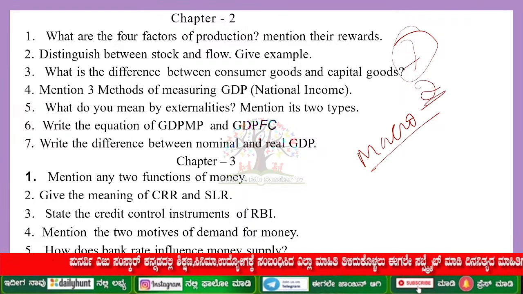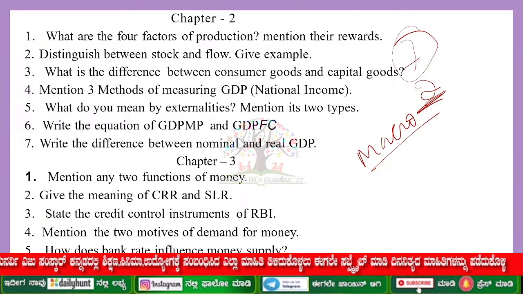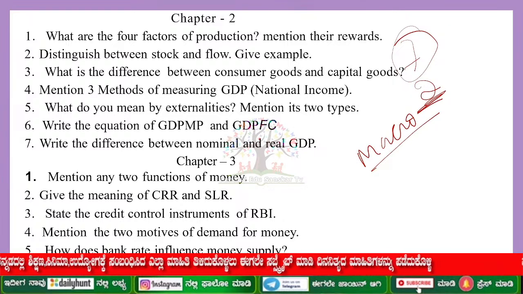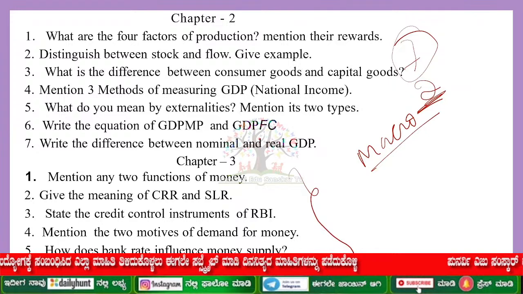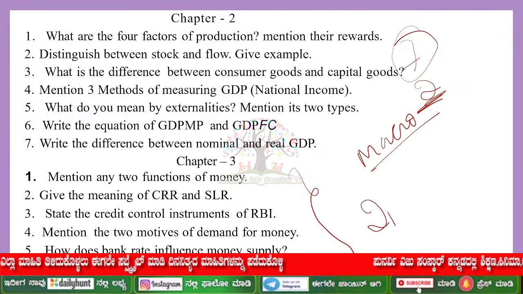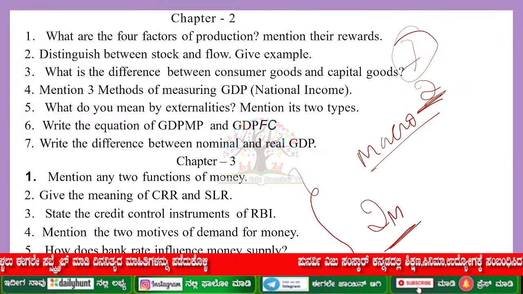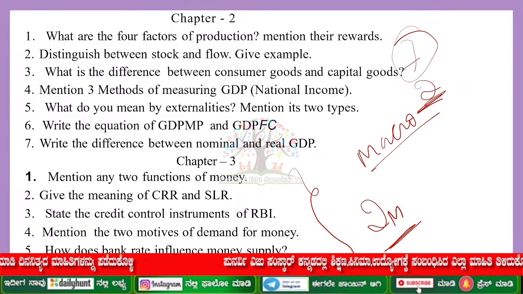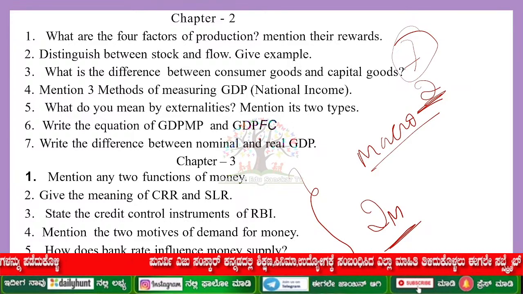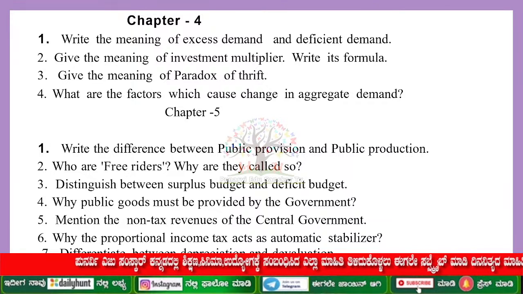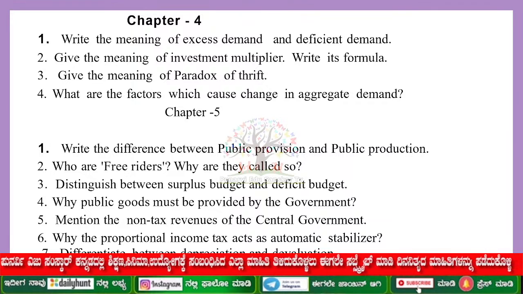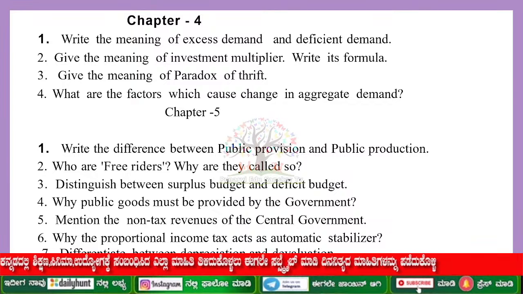From this chapter, you can expect 2 2-mark questions, and from the 4th chapter, money and banking, see here 6 questions are there, and 1 important 2-mark question. They may arise from these 6 important questions. And next one is the 4th chapter, determination of income and output.